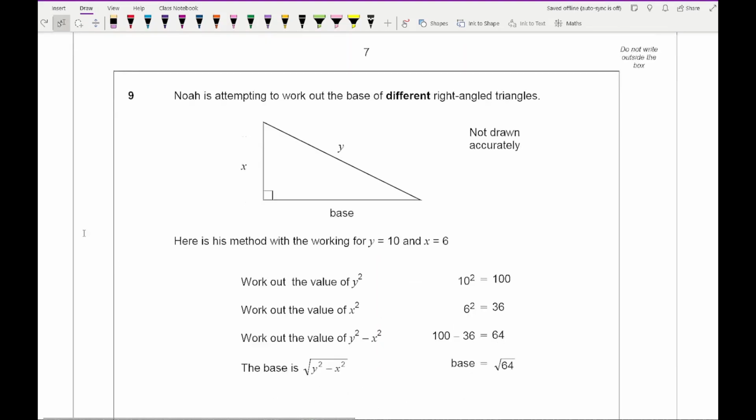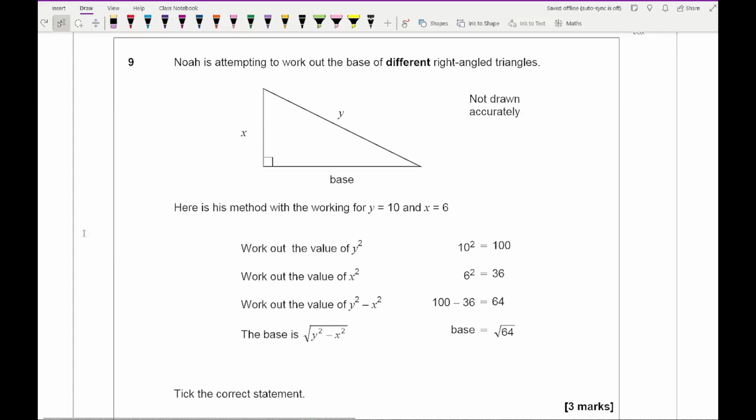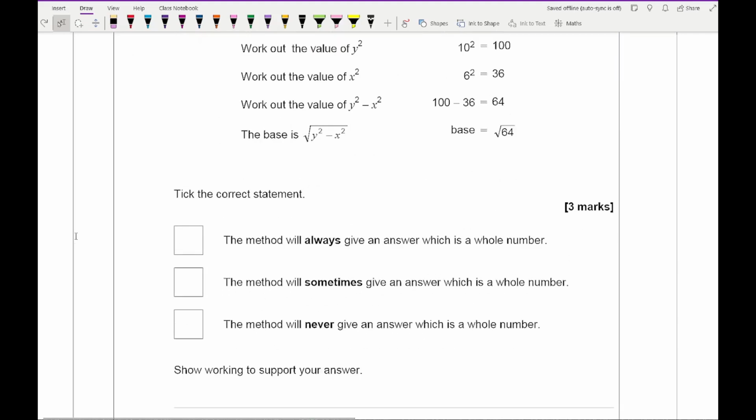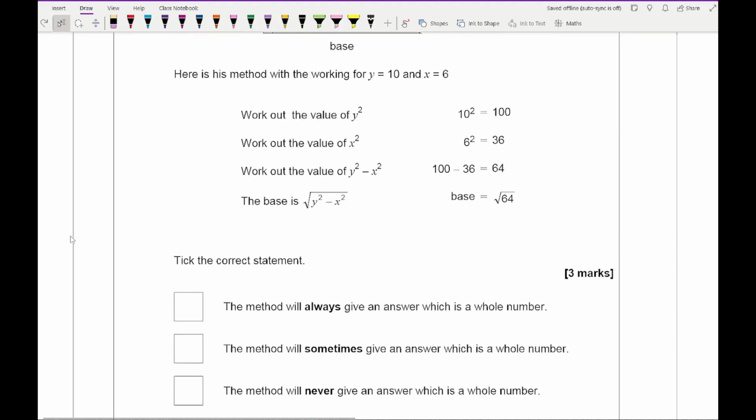Then moving on to question 9, it says Noah is attempting to work out the base of different right angle triangles. Here is his method with the working for when y is 10 and x is 6. And the question is asking us to tick the correct statement. Now in terms of the options, it says the method will always give you the answer as a whole number. Second option is the method will sometimes give you an answer as a whole number. And then the third one is that the answer will never be a whole number.